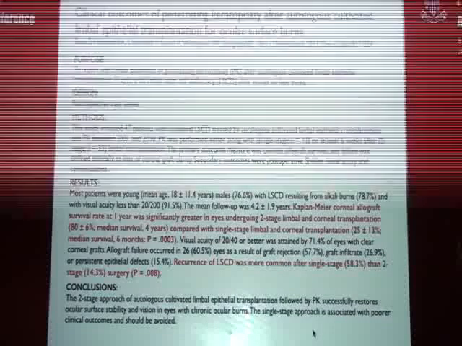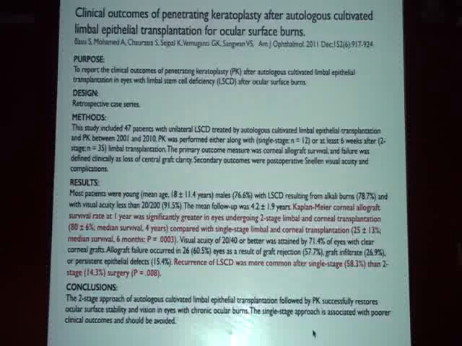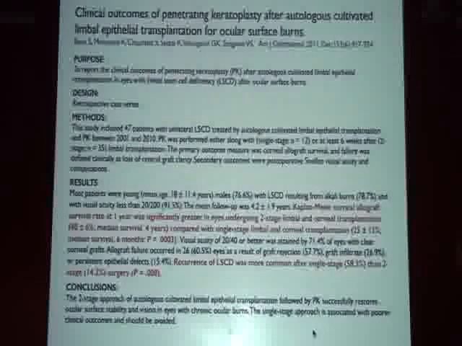And this paper from LVPEI by Dr. Sangwan also looked at autologous cultivated limbal stem cell transplantation, whether you combine it with a primary keratoplasty or do a keratoplasty 2 months later. They found that the recurrence of limbal stem cell deficiency was much higher when you combine the penetrating keratoplasty with the primary surgery. So this has been the difference between penetrating and DALK.